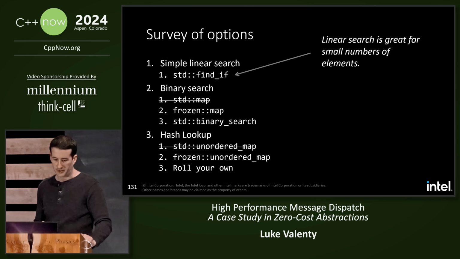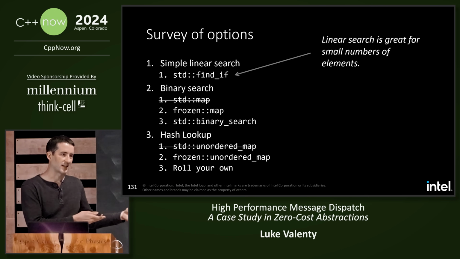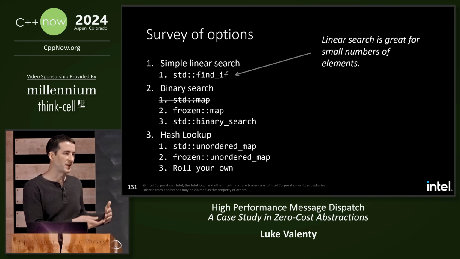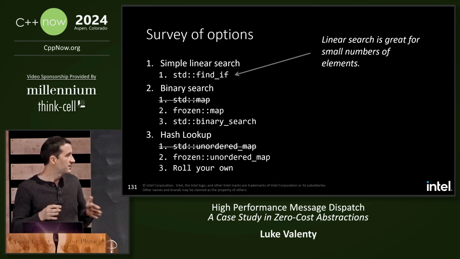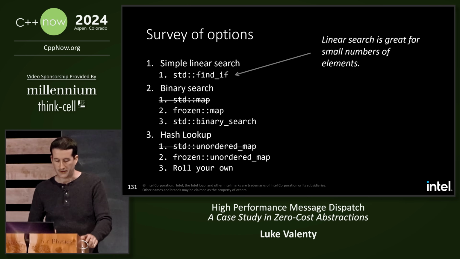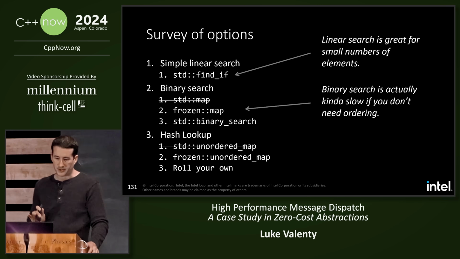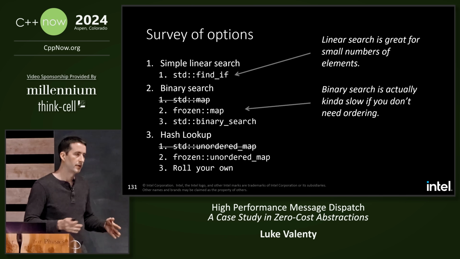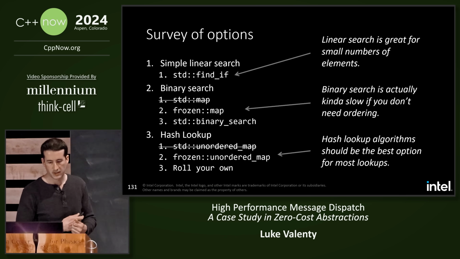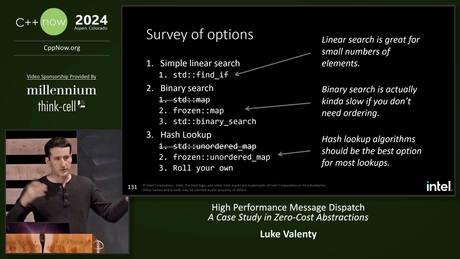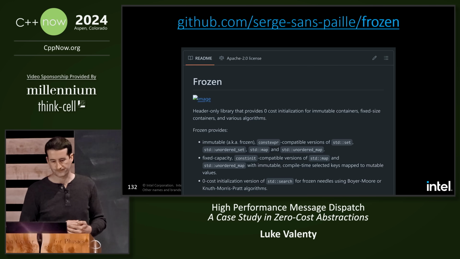Again, linear search is great for small numbers, but maybe you do want to use find_if, maybe you don't. Maybe the architecture you're running on is really fast at conditionals. Maybe you want to guarantee the worst case scenario, but you don't care about the average. Binary search is actually pretty slow if you don't need ordering, so I'm going to kind of ignore that, though we'll compare it. We want hash lookups, right? For large numbers of keys, like a generalized solution, we want a hash lookup.